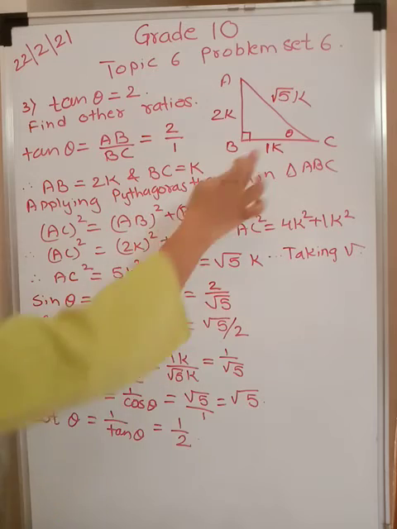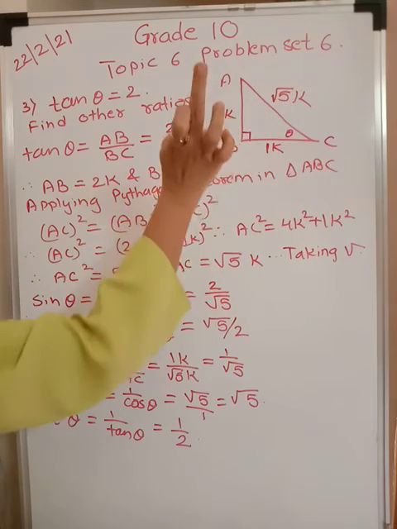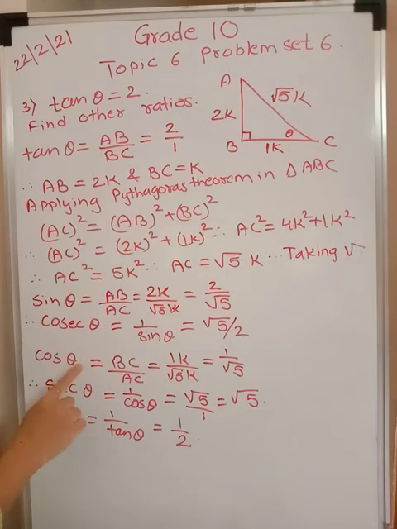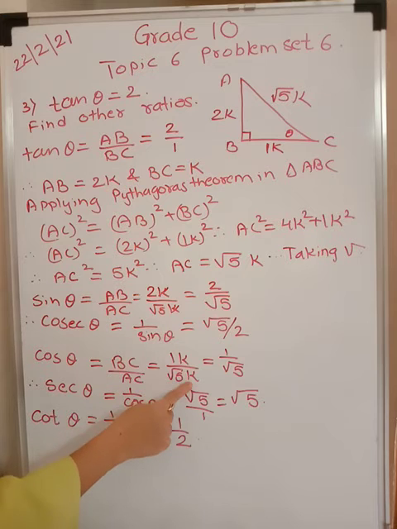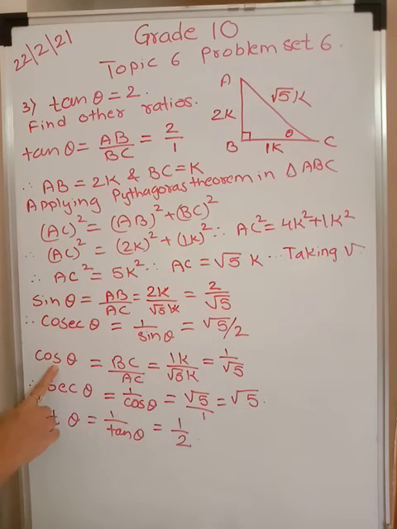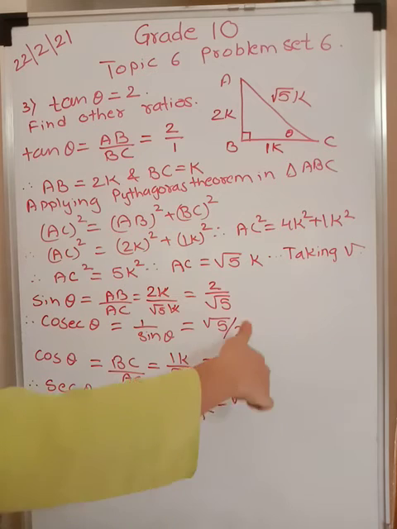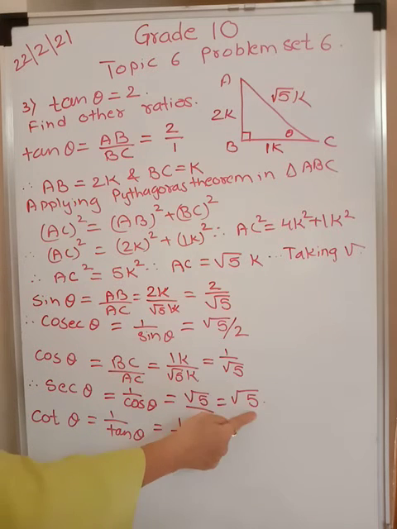Now cos theta. Cos theta is adjacent side upon hypotenuse. So 1k upon root 5k. k cancels. What do we have? 1 upon root 5. That is cos theta. But you know that sec theta is reciprocal of cos theta. Reciprocal means upside down. So it will be root 5 upon 1, which is nothing but only root 5.